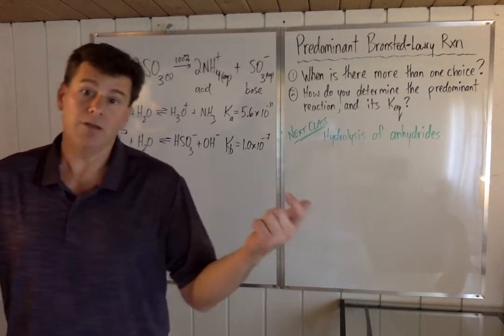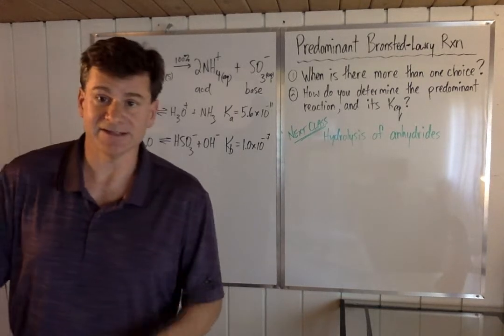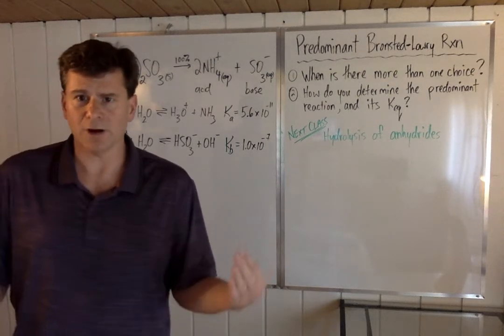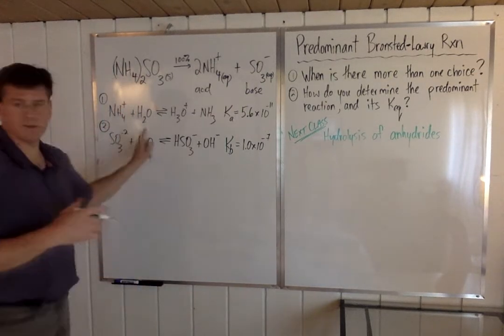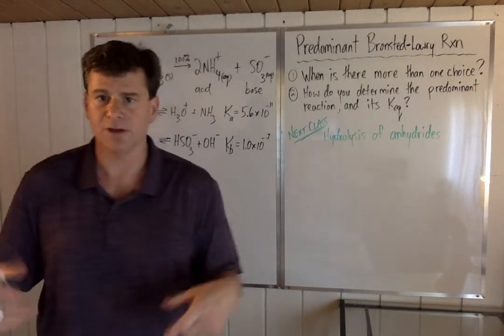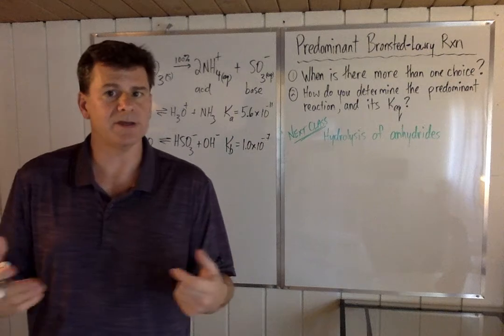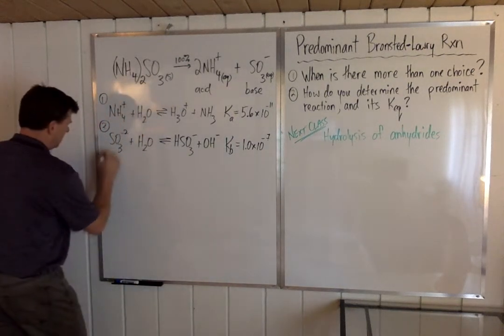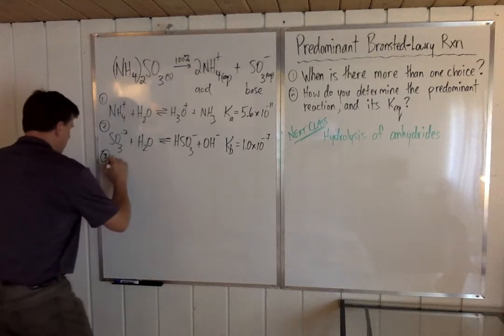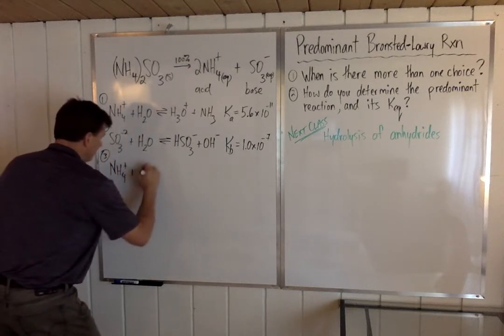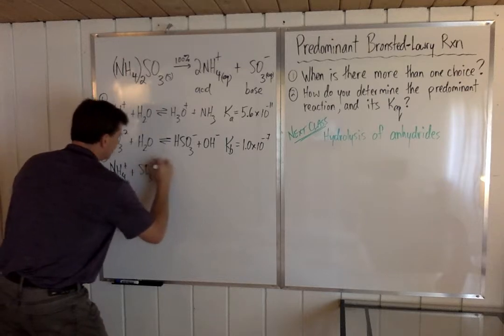Now you might go, well, those are the options. You've got the acid acting as an acid, you've got the base acting as a base. But wait a minute. Who says water has to be the partner in the Bronsted-Lowry reaction? You've got these 2 ions that are free-floating around. Why can't they bump into each other? So why can't the third option be NH4 plus SO3 minus 2?